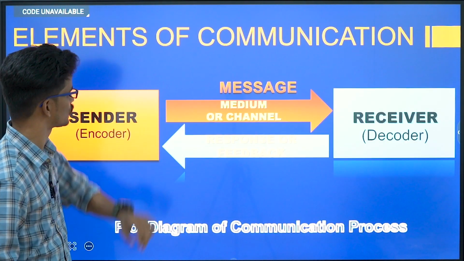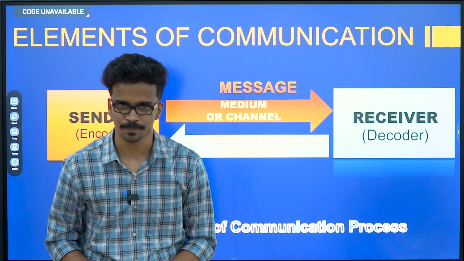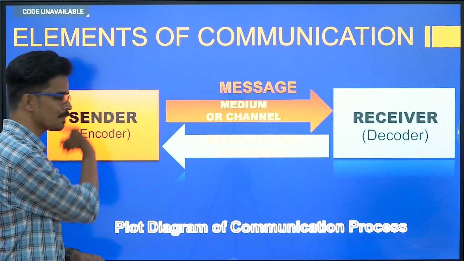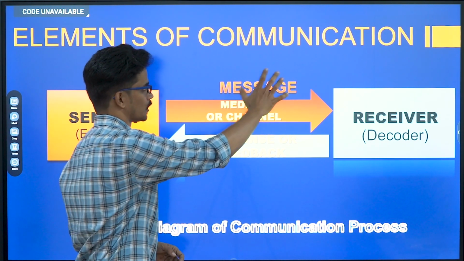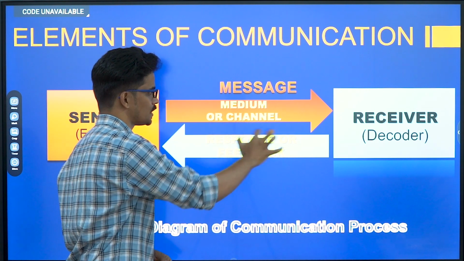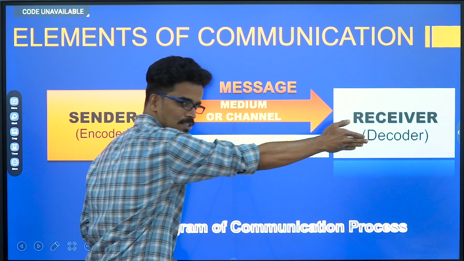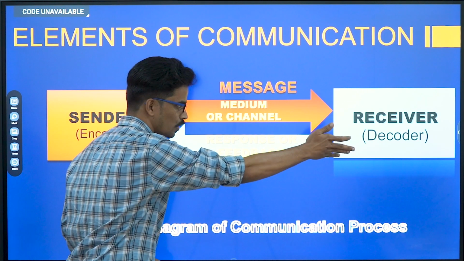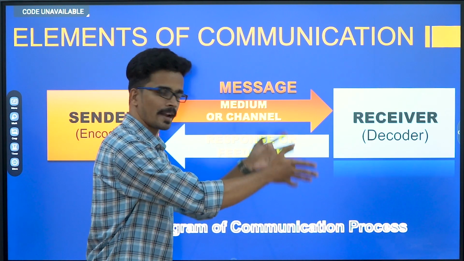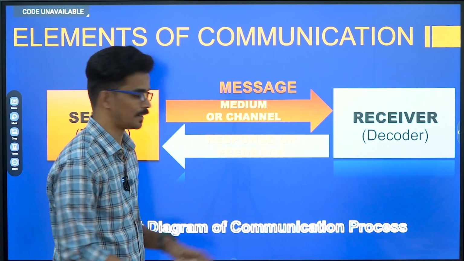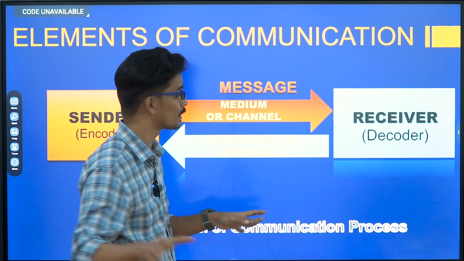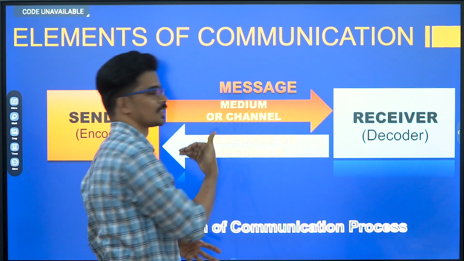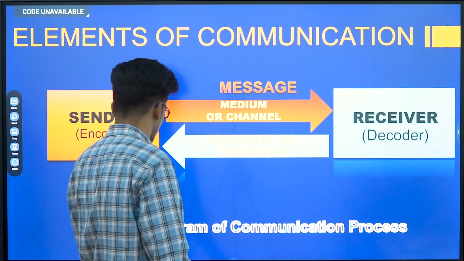So I think I can illustrate that with a diagram here. Here we have the sender or the encoder who sends a piece of information called the message through a medium or channel to the receiver, who is technically called the decoder, and the decoder identifies the message, decodes the message, understands the message and interprets it in his own way, and finally he gives a response or feedback.